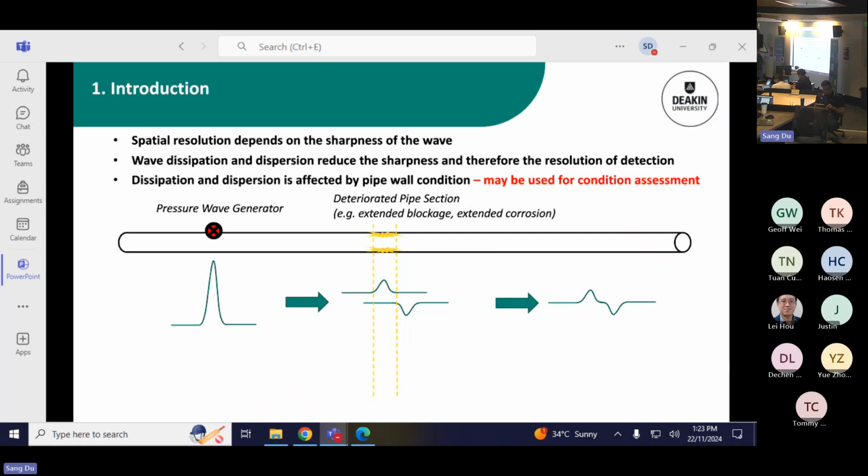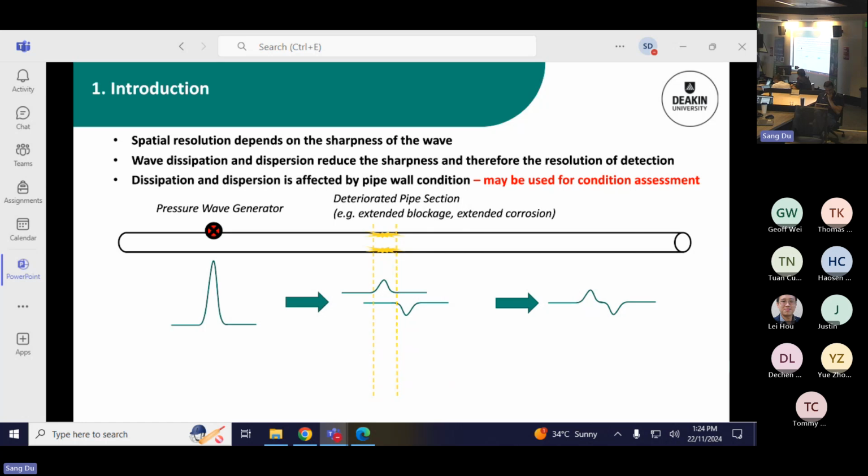And one of the challenges we have in real systems, right, numerically it's all working fine, in the lab it's all working fine, but in the field, when we talk longer pipes and more complex conditions, we have this so-called signal dissipation and dispersion issue. So that means when you generate a wave, to ensure the resolution, you want to generate a sharp wave in the time domain. So in the frequency domain, that means we have a relatively wide bandwidth. But as the wave propagates along the system, it experiences attenuation, but also the so-called dispersion.